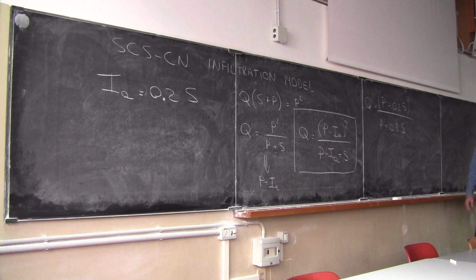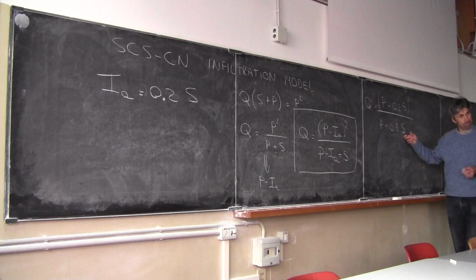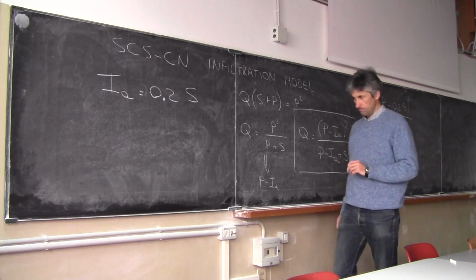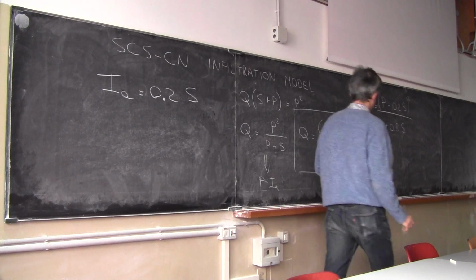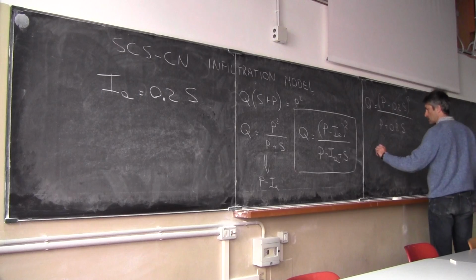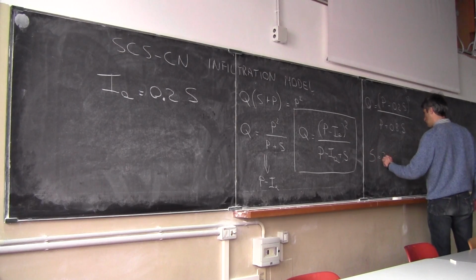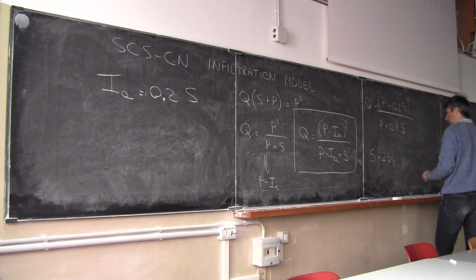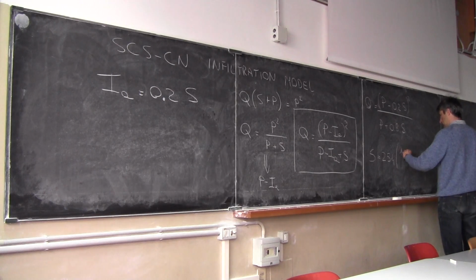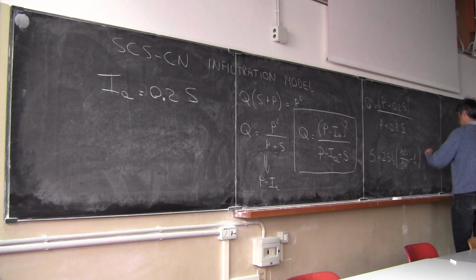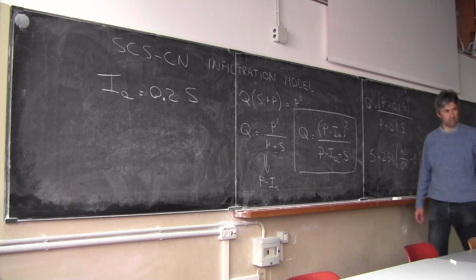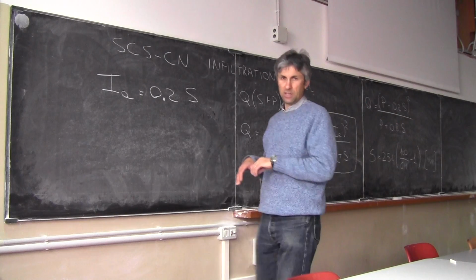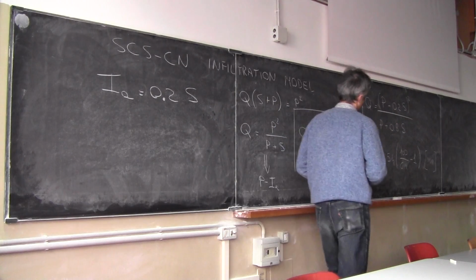Okay, now the only problem is to estimate S. The SCS proposes this relationship to estimate S: S is equal to 254 times (100 divided by Cn minus 1). This is in millimeters. This is an empirical relationship to estimate S, and it's obtained in this way.